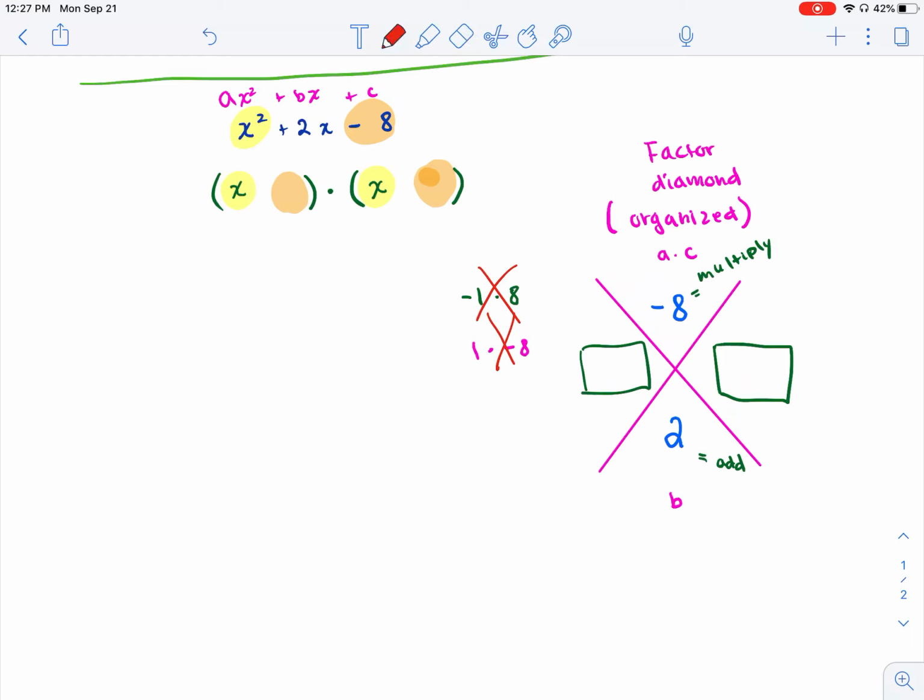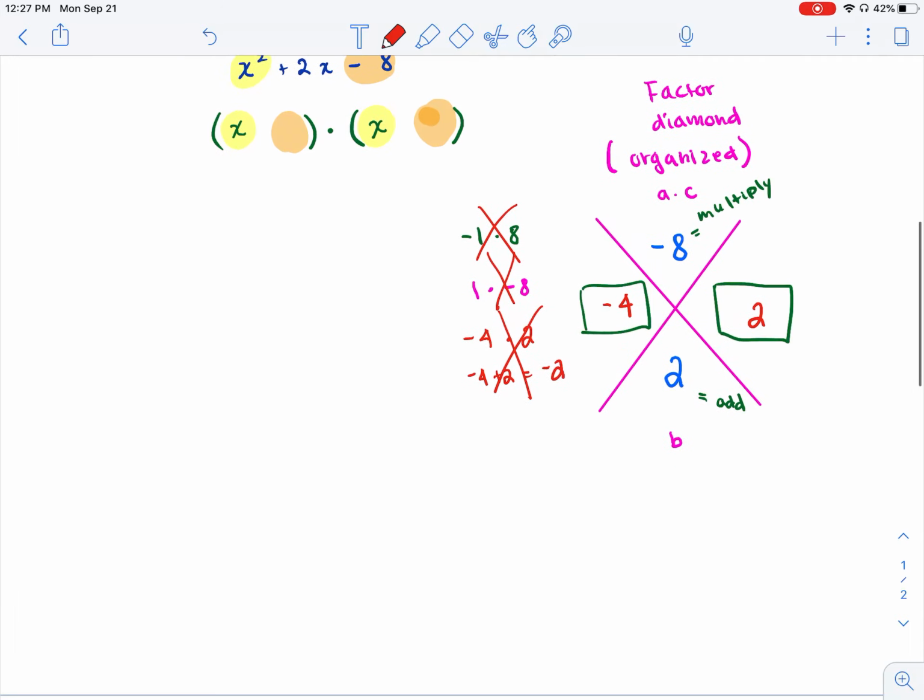What about -4 times 2? That equals -8. So if I put here -4 times 2, okay, we got -8, but what happens when we add these together? -4 plus 2 equals -2. Yikes, we're really close. We want a +2, not a -2. So it can't be these.